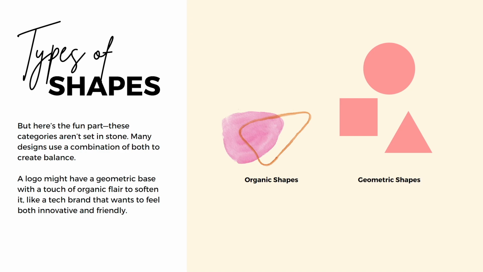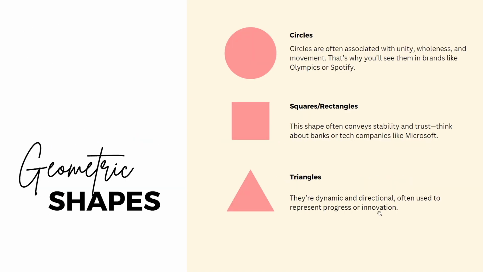If you have, in the example that we used, the geometric base with a little bit of organic line and shape work, it's going to soften it a little bit. So if you're a tech brand that wants to feel a little bit more friendly, you might want to go this route. Again, it's going to depend on your client, your brand, and what you're trying to communicate. Circles are often associated with unity, wholeness, movement, and you're going to see them on brands like Olympics or Spotify. And the rectangular is a little bit more solid, a little bit more grounded.